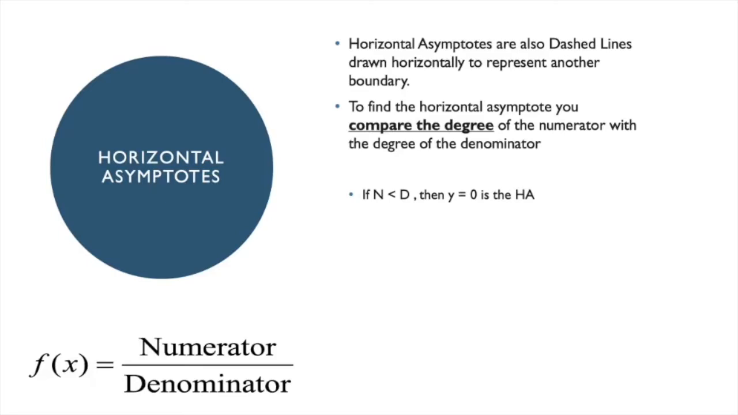So I'm going to abbreviate numerator as n and denominator as d. So here's something that's already in a shorthand notation. The HA here stands for horizontal asymptote. If the degree of the numerator is less than the degree of the denominator, then y equals 0 is your horizontal asymptote. If the degree of the numerator is greater than the degree of the denominator, then the graph has no horizontal asymptote.